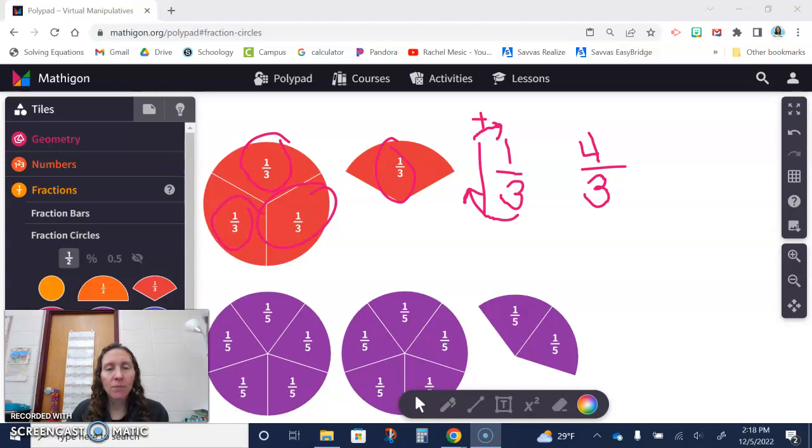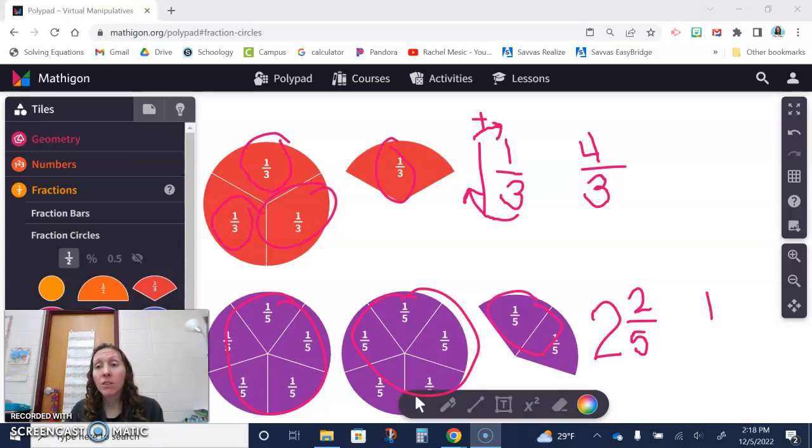All right, let's try this next one. For the purple circles, we have 2 whole circles shaded in, and then an extra 2/5. We could also count up how many individual fifth sized pieces there are. There'd be 5 pieces here, 5 pieces here, so that's 10, plus 2 more, which is 12. So 12/5. If we didn't have the picture, we could do 5 times 2 to get 10. 10 plus 2 more would give us 12, and then we keep the same denominator of 5.